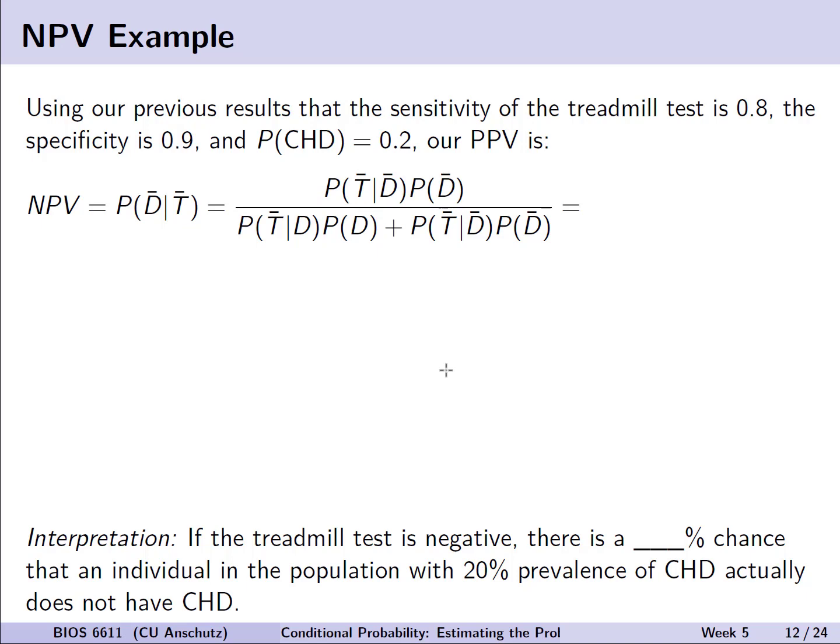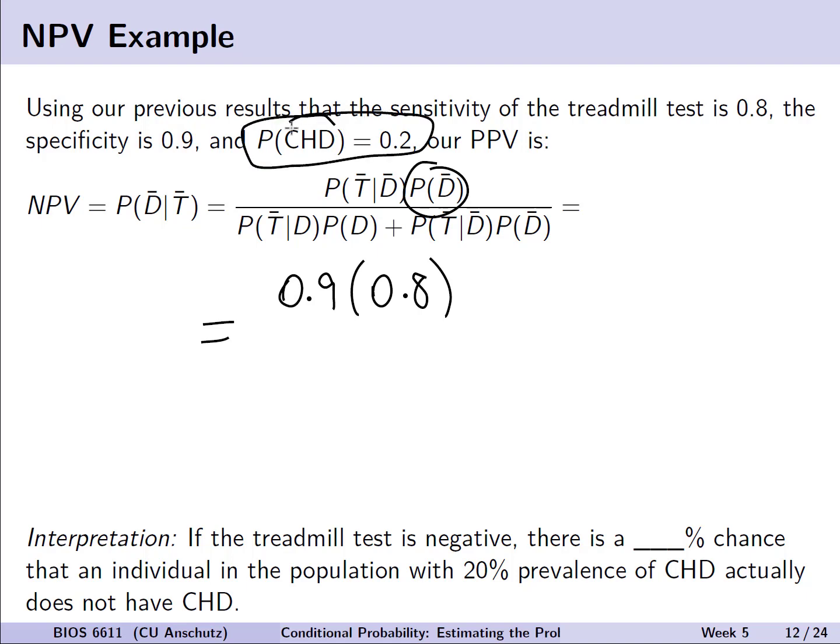Okay, let's calculate the negative predictive value in our case for the treadmill test and coronary heart disease. So we see here in our numerator what we really have is the specificity times 1 minus the prevalence, or 1 minus that prior probability. So we know from our previous results we have 0.9 for our specificity, and that's going to be times 0.8, or in other words, 1 minus 0.2 for our probability of not having a disease connected to the probability of having CHD.